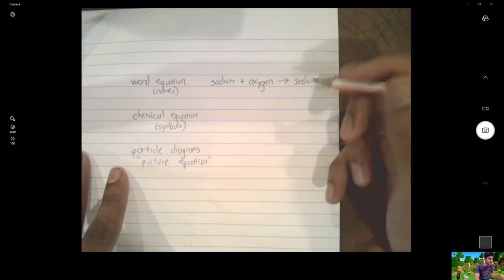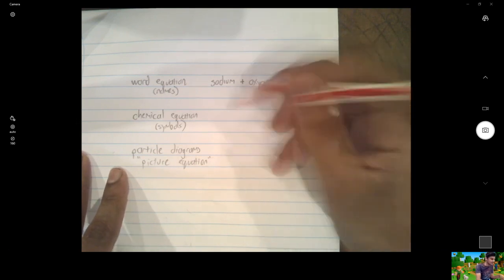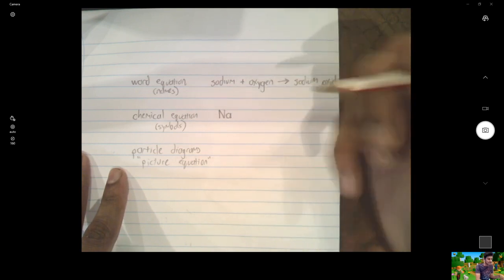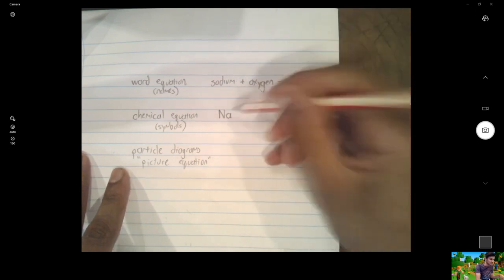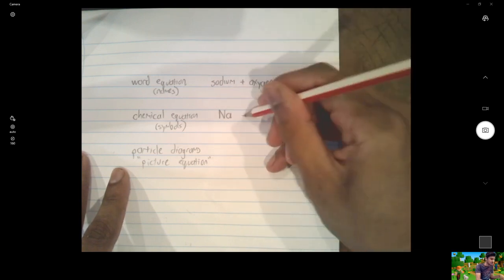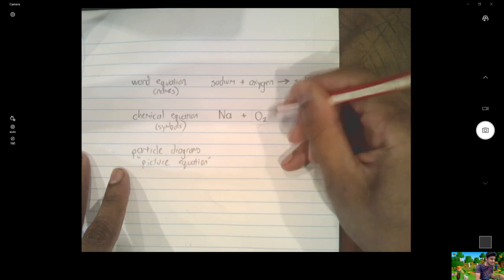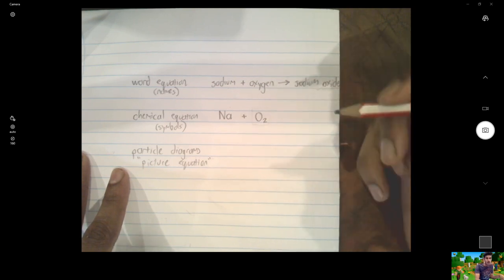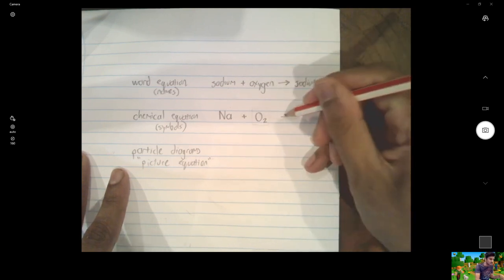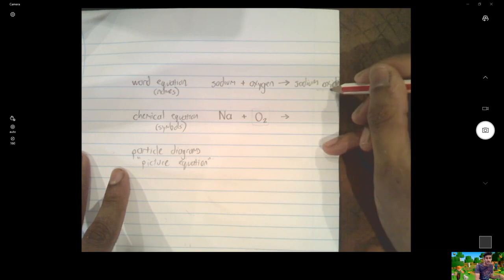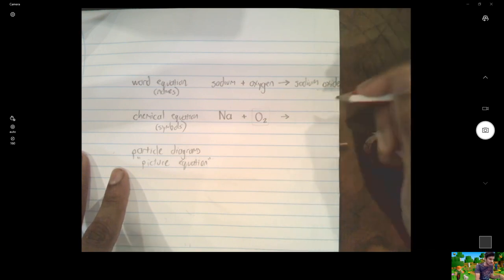Now, to write this as a chemical equation, there are 2 questions you need to ask. Firstly, what is the symbol of the element? It's Na. And secondly, is it diatomic? If it's not diatomic, it just stays as the symbol because it is therefore monatomic. Oxygen is diatomic, and that is the only time we change the subscript of an element by itself. Now, diatomic only refers to elements. When oxygen is in a compound, the word diatomic no longer applies.